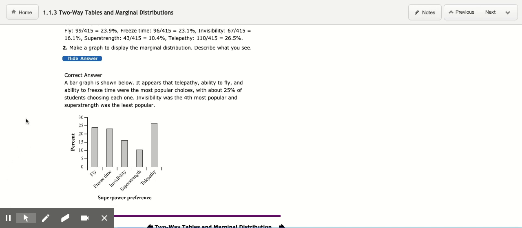A couple little things with this. It is not a histogram. Histograms are where the bars touch one another. This is just an opportunity to put the bars, and they are going to be separated at times. So a bar graph is shown below.